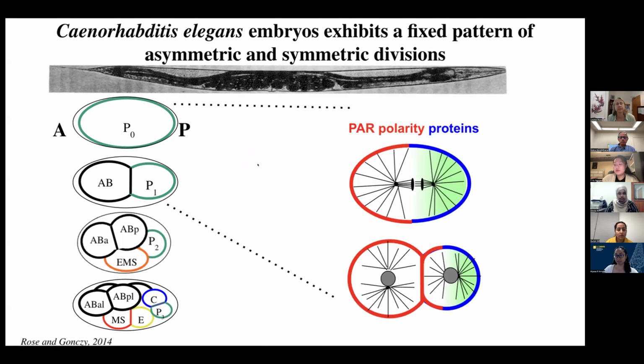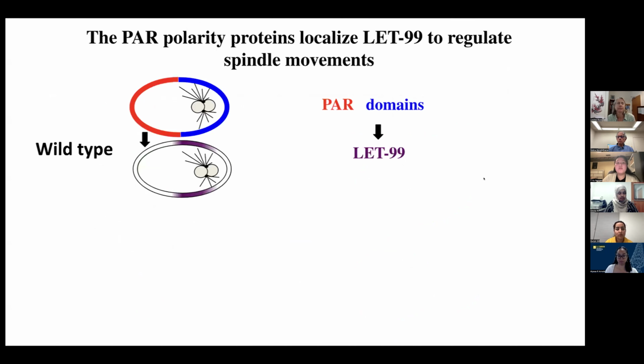For these asymmetric divisions to occur, a cell polarity must be established, like a point right here, where the green cell fate is more on one side, and then the division plane must be oriented so only one daughter cell has the green protein, the green cell fate molecule. The division plane is determined via correct mitotic spindle positioning. Polarity proteins localize LET-99 to regulate spindle movement, as we see here in the wild type, where LET-99 in purple localizes asymmetrically on the membrane.